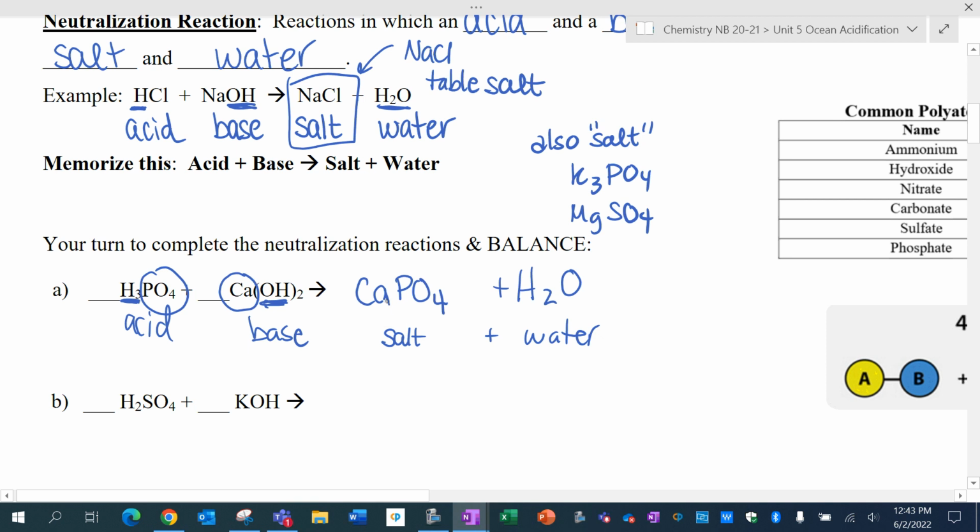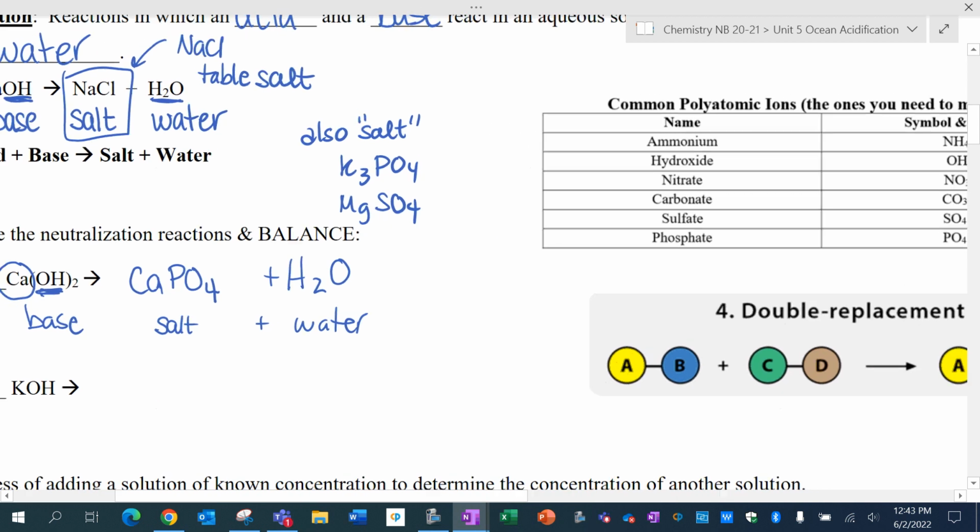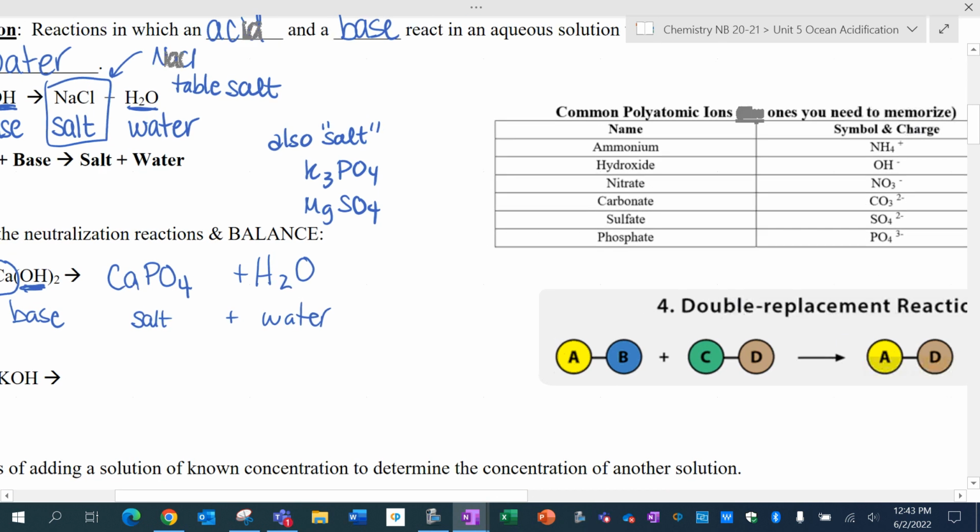And you might remember from back when we did this in an earlier unit, the way that you figure out what the subscript should be is by looking at the charges. So I'm going to look at my periodic table for calcium because it's an element. I'm going to notice that calcium's over there in the second column. It's got a +2 charge.